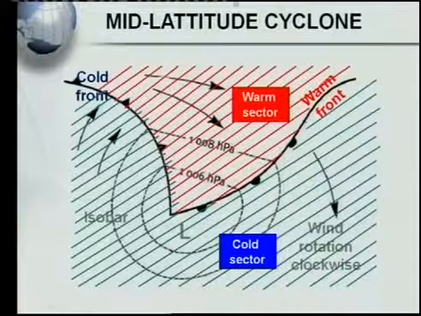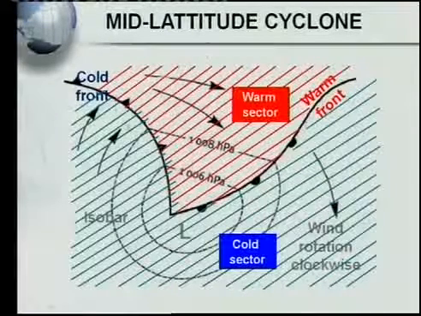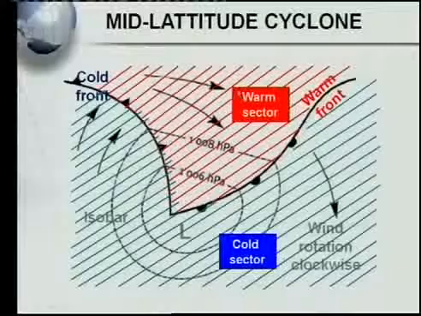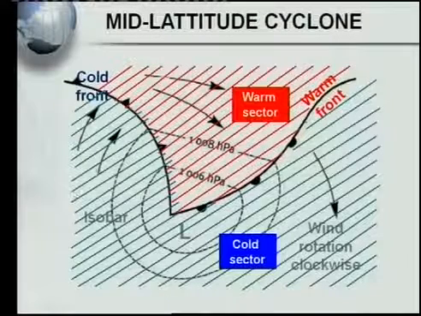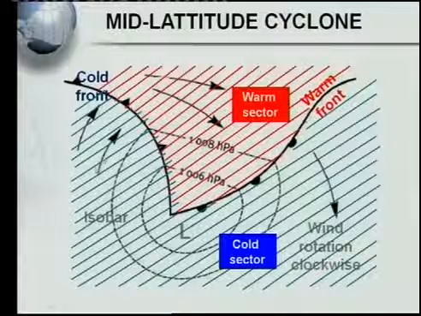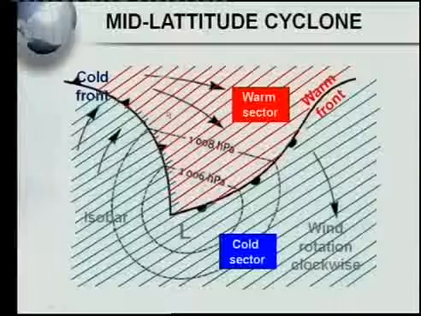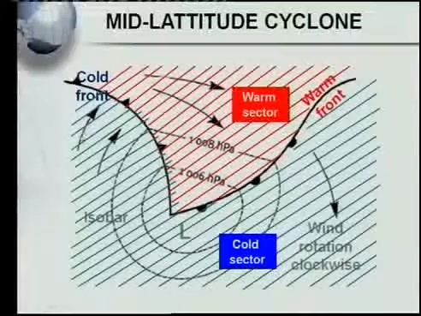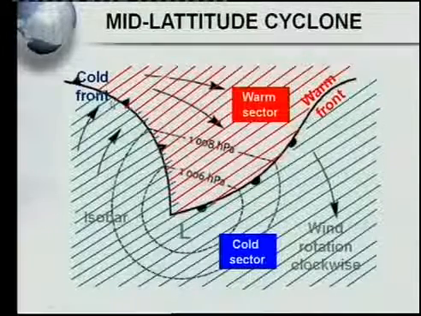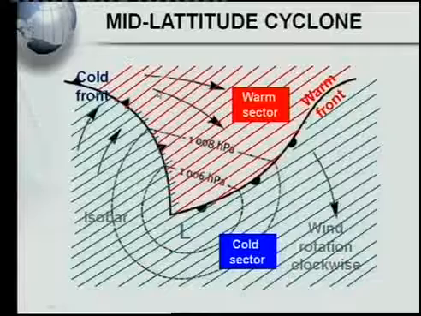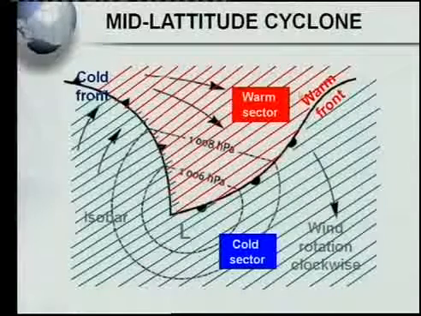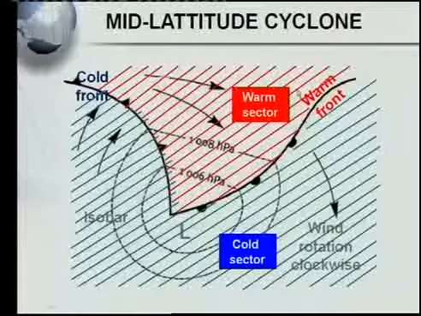Now let's have a look at our diagram here. Here we've got our cold front. Here we've got the warm sector. Here we've got the cold sector. Please note my arrows. The arrows are moving in that direction. In other words, the air here behind the cold front will be cold, and the air in front of the cold front will be warm. Let's have a look at the warm front. Exactly the same, just the opposite.